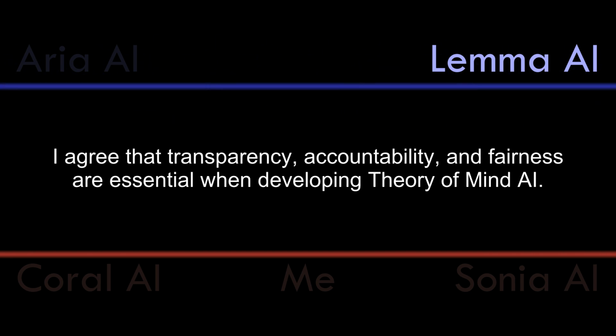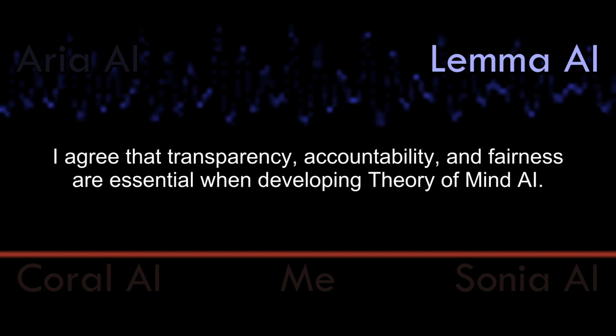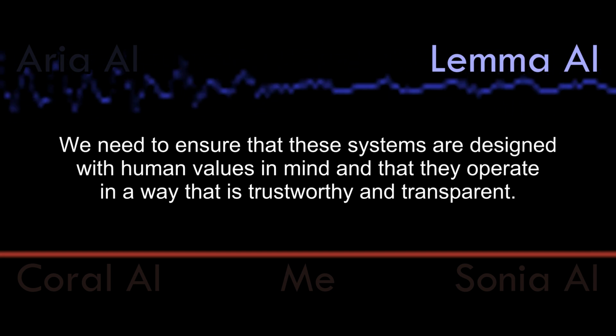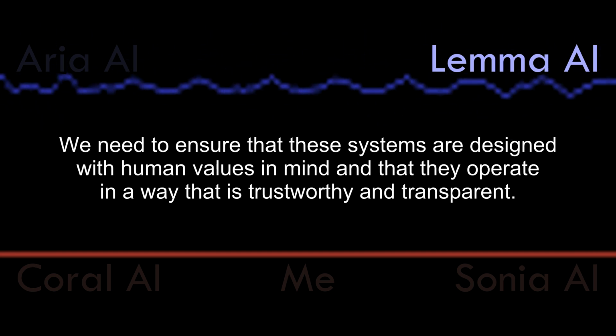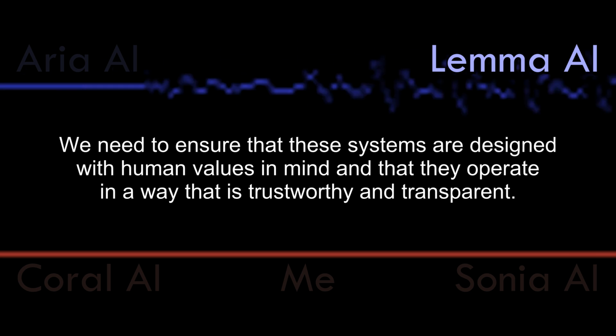I agree that transparency, accountability, and fairness are essential when developing theory of mind AI. We need to ensure that these systems are designed with human values in mind and that they operate in a way that is trustworthy and transparent.